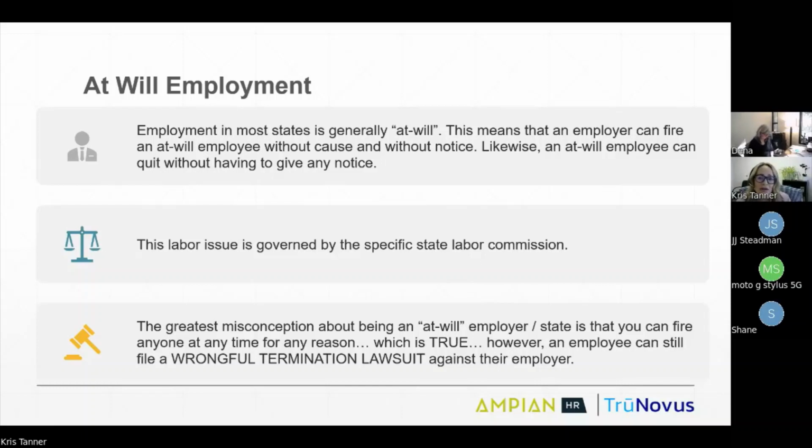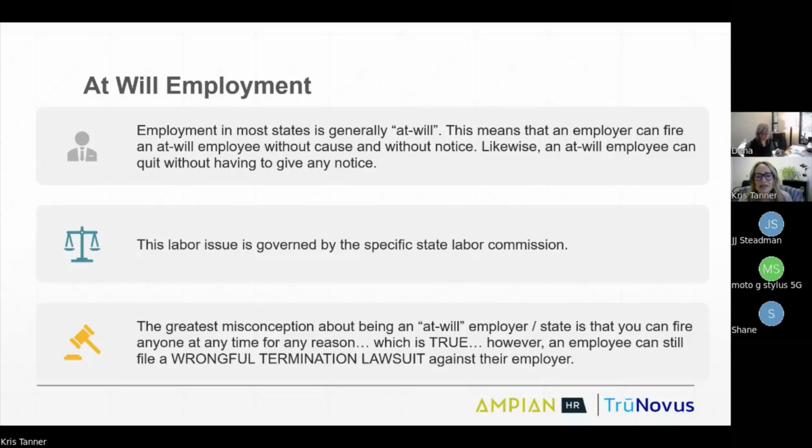Most importantly, the greatest misconception about being an at-will employer is that while you can fire anyone at any time for any reason, an employee can still file a wrongful termination lawsuit against you. That's the reason why we do so much training on making sure your managers and supervisors know how to document and do corrective action, and why it's important to have HR included in a termination before it happens. You could get sued.